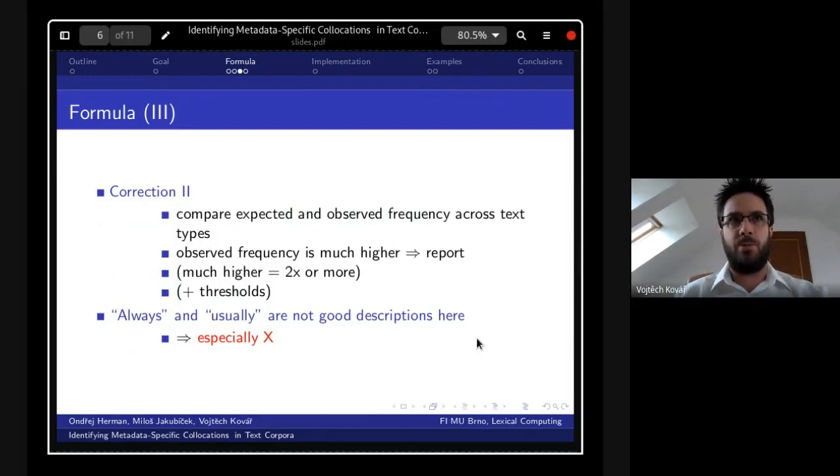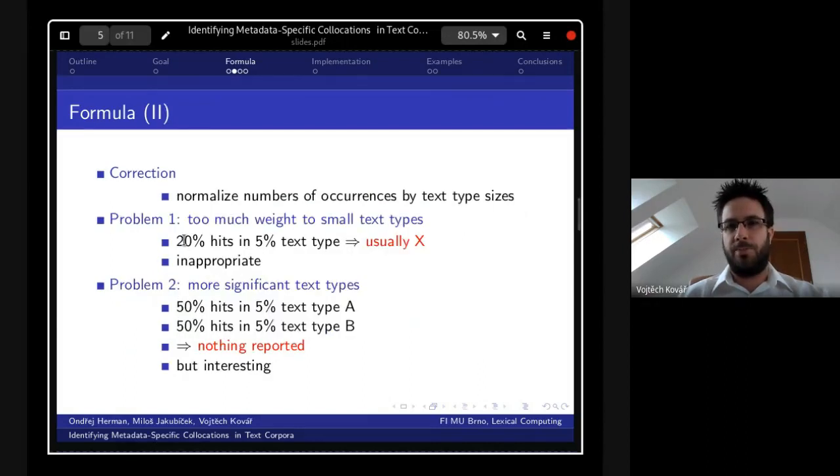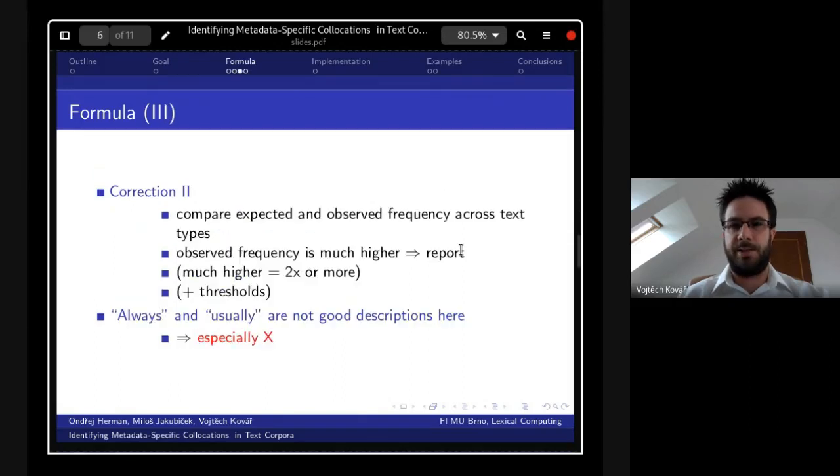So the bat wing would be marked especially zoology, and we feel that this label is much more appropriate for this situation. For example, when 20% hits is in 5% text type.